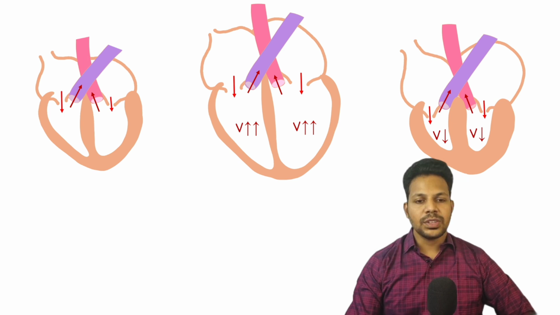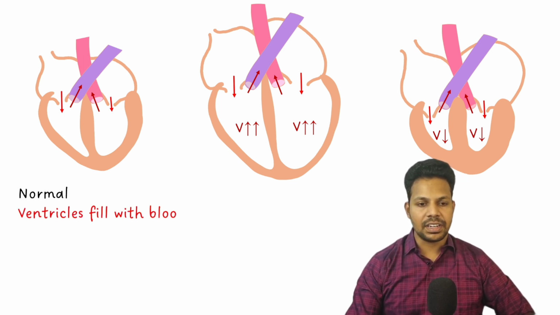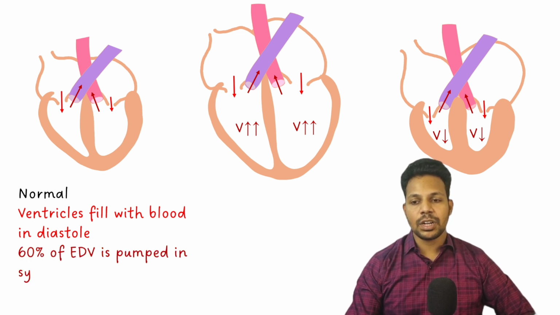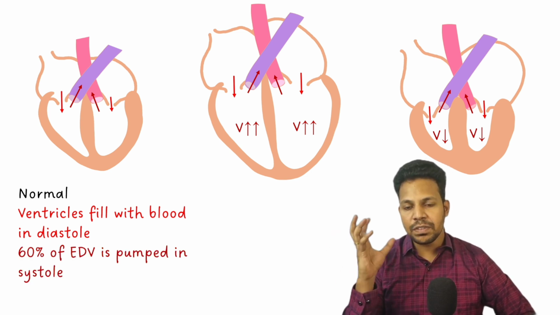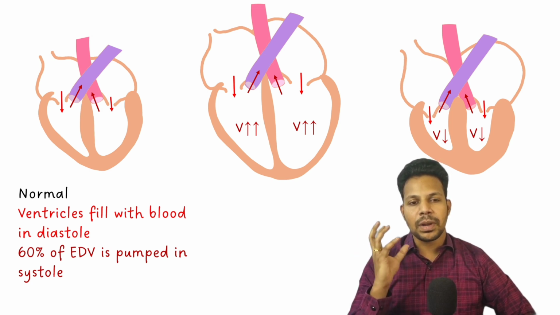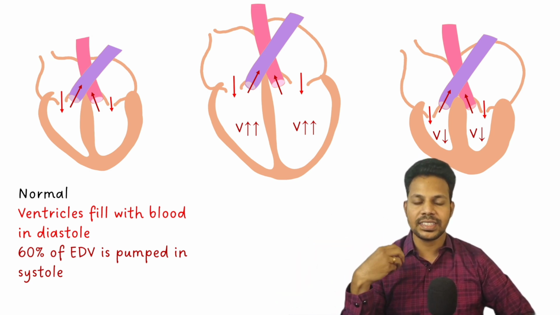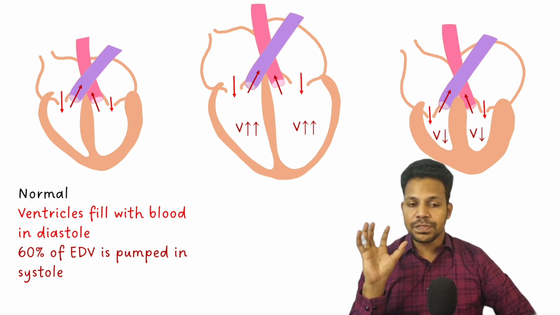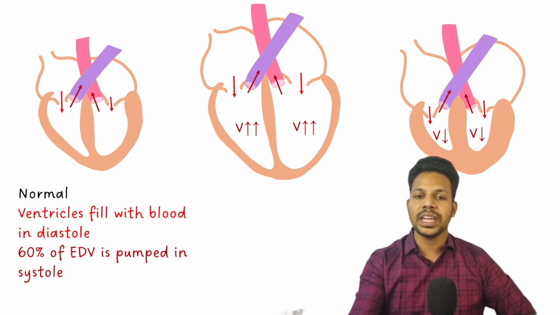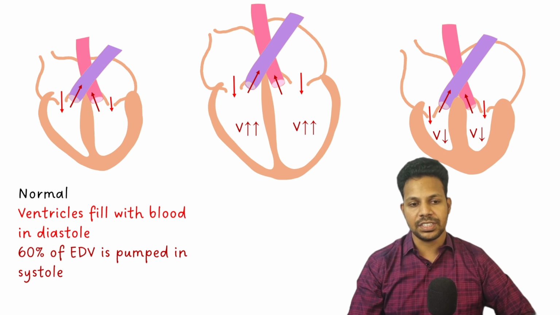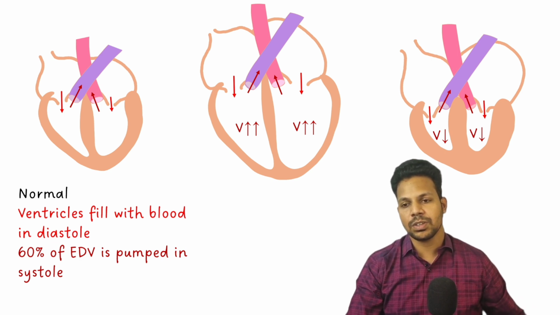Because of the ventricular thickness, it is also going to reduce the ventricular volume, as you can see in the image. So in the normal heart, the ventricles fill with blood in diastole, right? It is well known. And 60% of the end diastolic volume is pumped out. So at the end of diastole, whatever blood is left in the ventricle, 60% of it is pumped out, and that is called the ejection fraction. What fraction of end diastolic volume is pumped out in each stroke, that is ejection fraction. So here we have an ejection fraction of 60% or more.